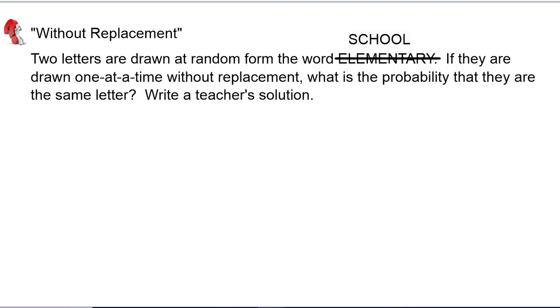What this means is, if I have the word school and the very first time I draw the letter S, I'm not going to put it back, I'm going to throw it away. So that means the second time that I draw out of the bag, there will be no S in there. There'll be a C, an H, an O, an O, and an L, but no S. So when we don't replace it, this is called a dependent event. And we can use an area model to represent this.